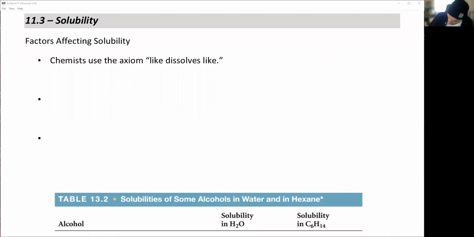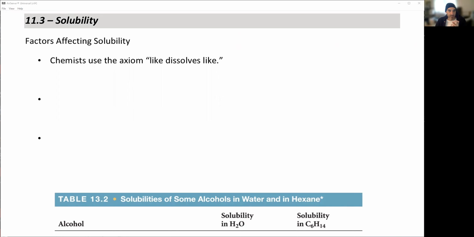Okay, next up. This is a little bit longer, but actually we're going to kind of breeze through the last little part. So let's talk about the idea of solubility. There are certain factors that affect solubility, how much something can dissolve, because we've looked at different types of solutions. Now let's look at the factors that affect solubility.